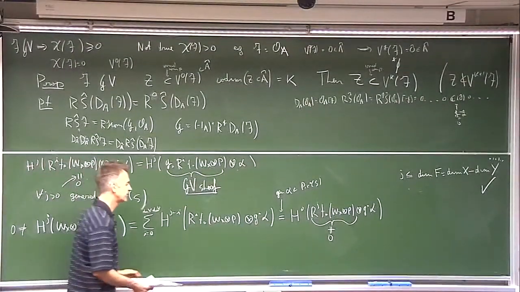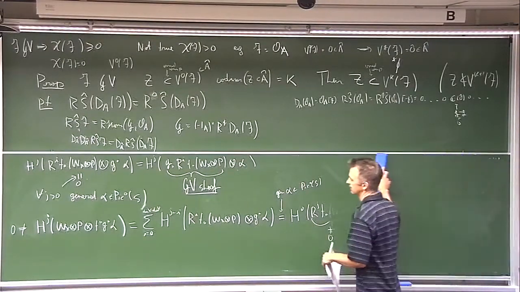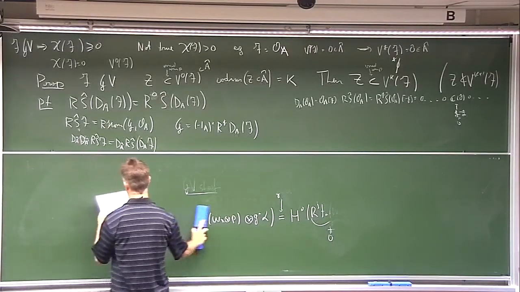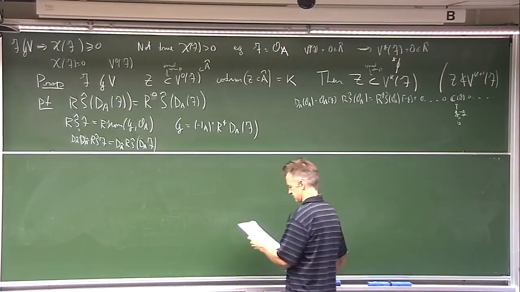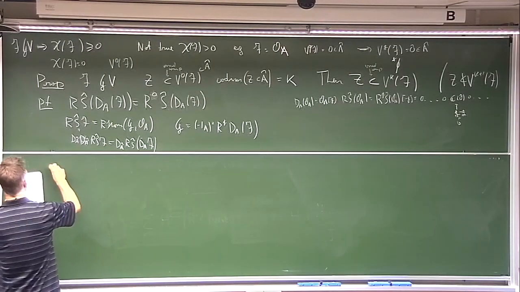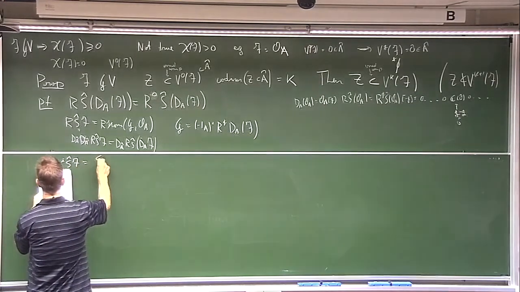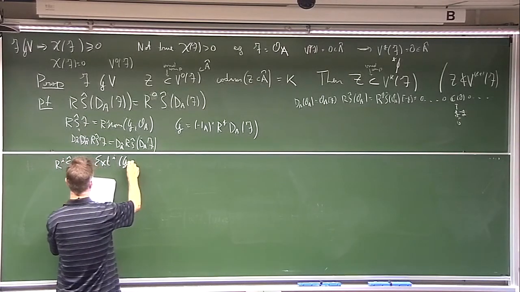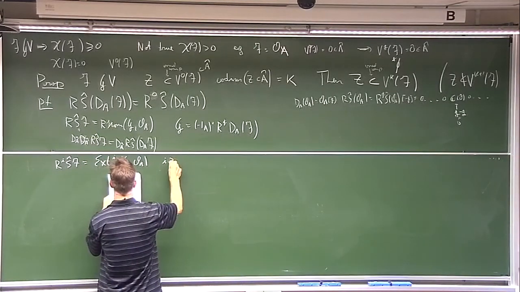But the dual of a coherent sheaf has certain nice properties, which I will now write down. So I claim that, in particular, Ri S hat of F is equal to Ext^i of G, O of A, for every i greater or equal to 0.